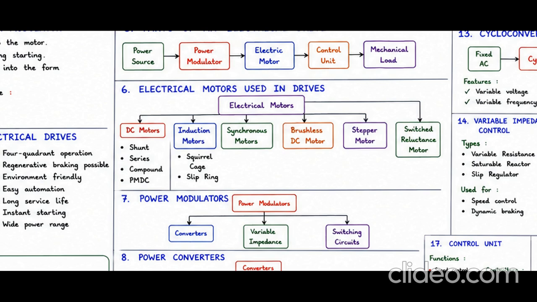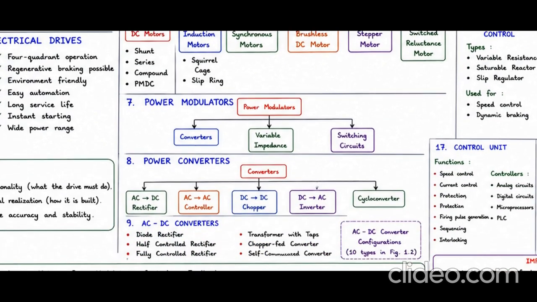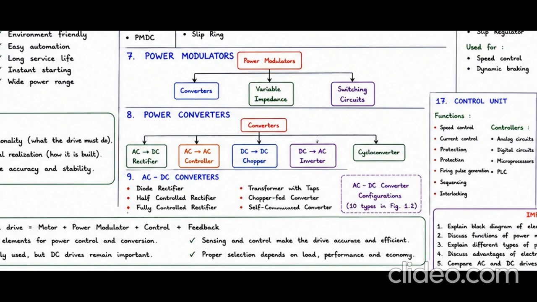And next comes the power modulator. Power modulator itself can be broadly classified into three categories. They are converters, variable impedance controllers, and switching circuits. Among these, converters are the foremost used in modern electric drives. Power converters. There are five major types of power converters: AC to DC, also called rectifiers; AC to AC converters; DC to DC converters, also called choppers; DC to AC converters, known as inverters; and cycloconverters. Each performs a different type of power conversion depending on the application.